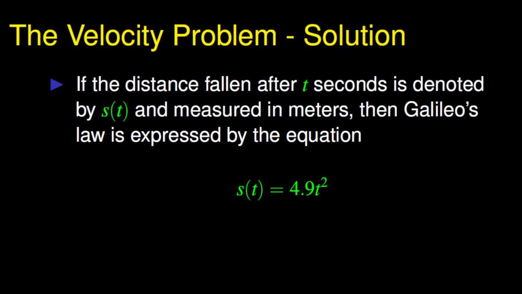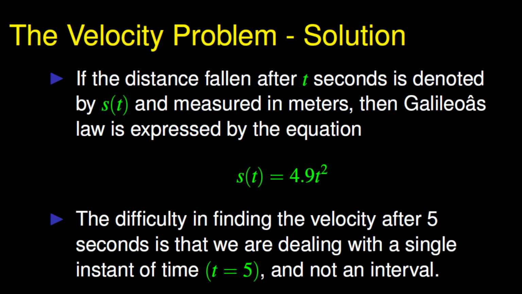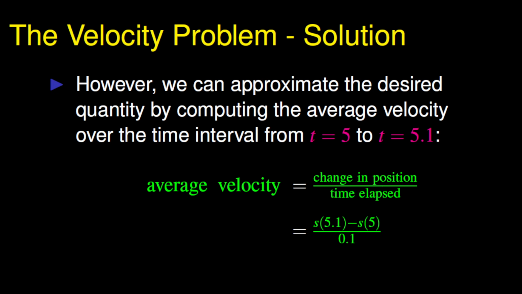If the distance fallen after t seconds is denoted by s(t) and measured in meters, then Galileo's law is expressed by the equation s(t) equals 4.9 times t squared. The difficulty in finding the velocity after 5 seconds is that we are dealing with a single instant of time, t equals 5, so no time interval is involved. However, we can approximate the desired quantity by computing the average velocity over the brief time interval of 1/10 of a second, from t equals 5 to t equals 5.1.